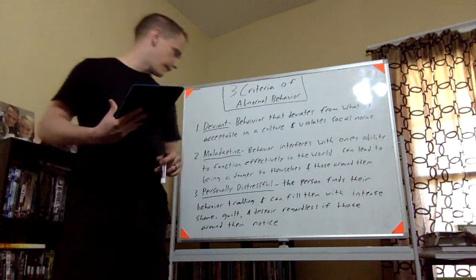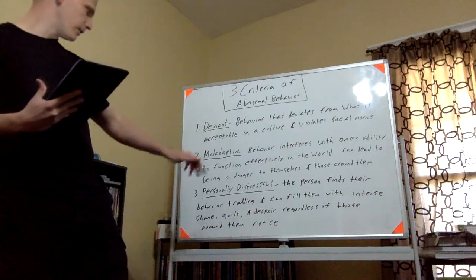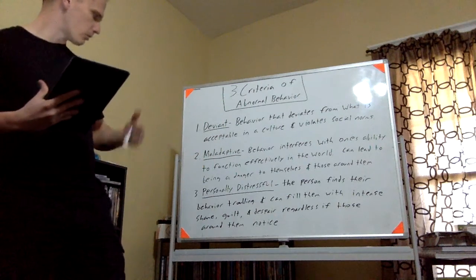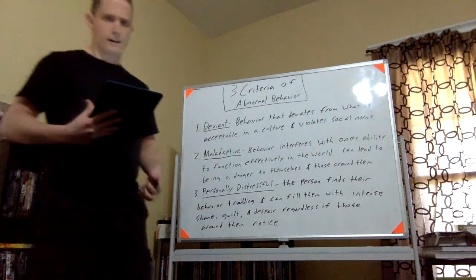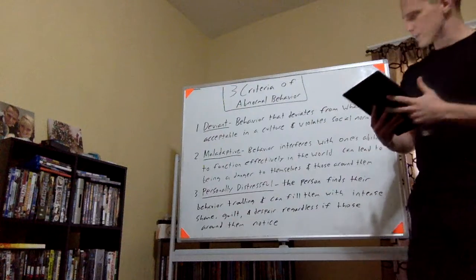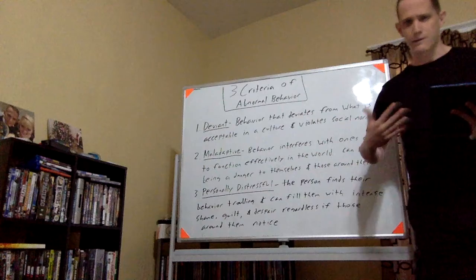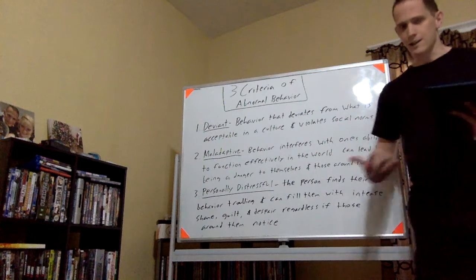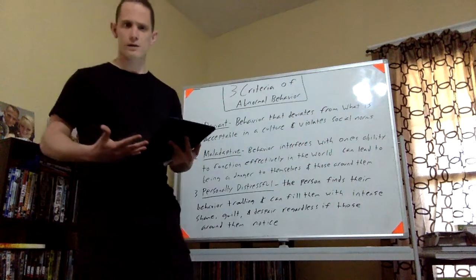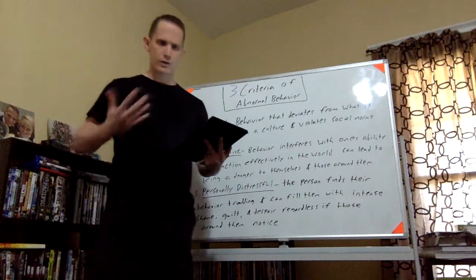Number 3, personally distressful. A person finds their behavior is troubling and can fill them with intense shame, guilt, and despair, regardless of whether those around them notice. This last one is a very, very personal one. So not only am I doing these things and affecting those around me, but I also start to feel, hey, this is bad, this is wrong. This isn't a good thing. Whether I'm constantly choosing to make these choices, or whether it's something else at work, like I cannot control what I say or what I do on a certain level.